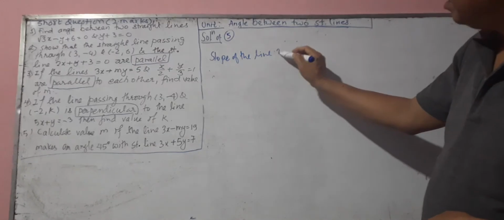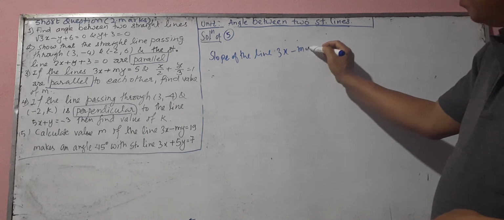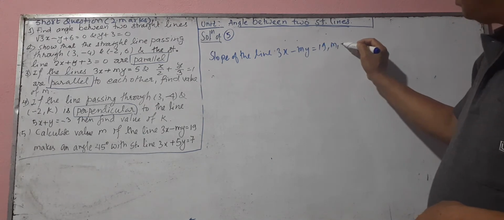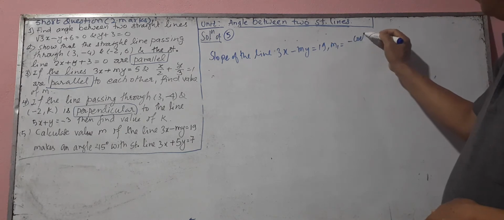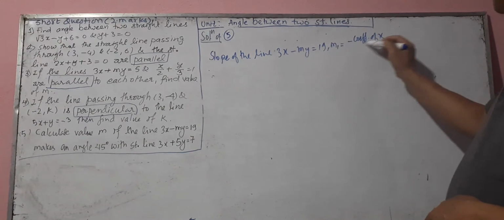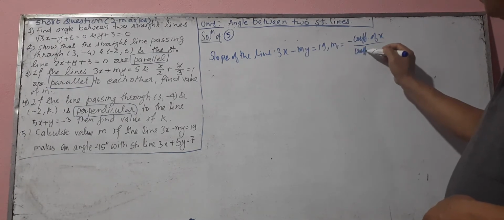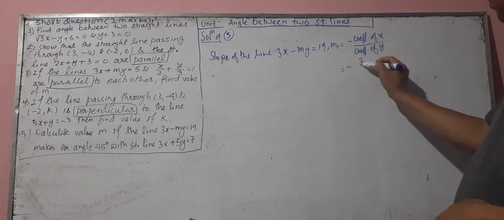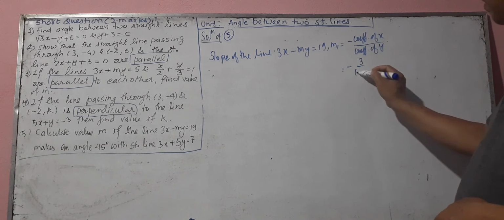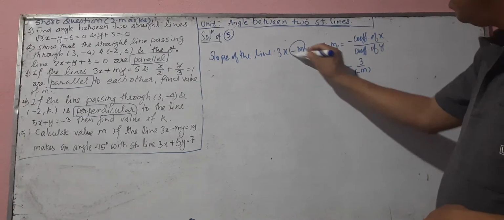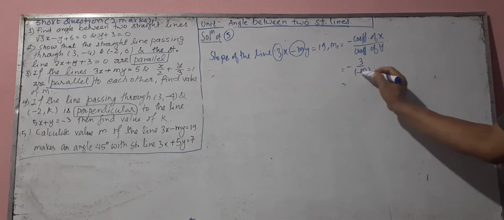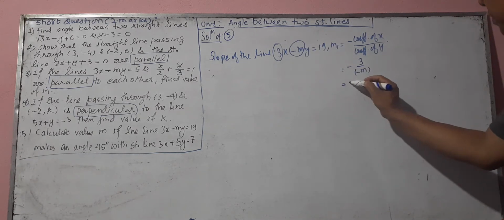The first line is 3x minus my equal to 19. Say its slope is m1 equal to minus coefficient of x by coefficient of y. This equals minus coefficient of x is 3, coefficient of y is minus m. So minus, when divided by minus becomes plus, so we have 3 by m.